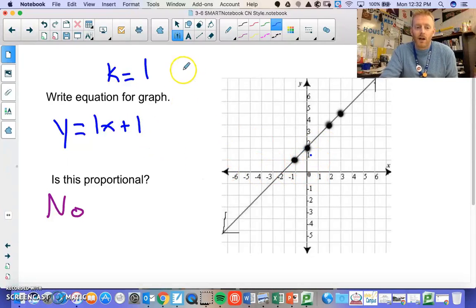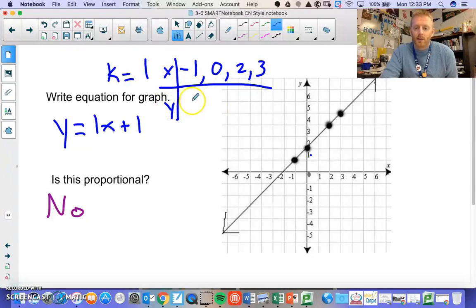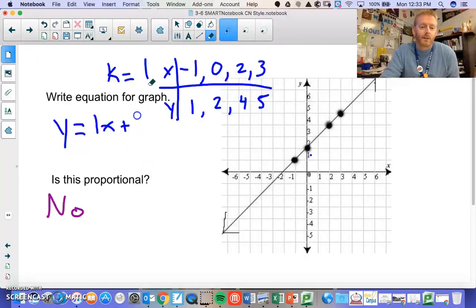If you look at these numbers, for my x values we have negative 1, 0, 2, and 3. For my y values, we have 1, 2, 4, and 5. If I plug in a 1, I should be getting this answer; for negative 1, I should be getting this; if I put in a 0, I should be getting this. Is it happening right now? The answer is no. We need to add 2. That's going to make this work out.